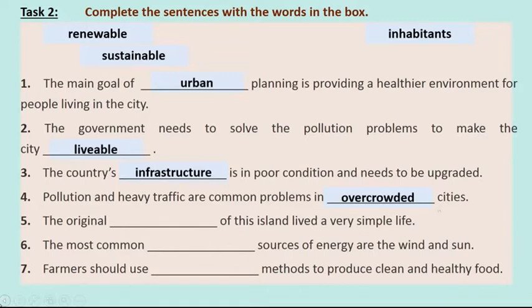So we write inhabitants in the fifth blank. 6. Wind and sun power are renewable sources of energy. So we write renewable in number 6. 7. The last adjective needs to be put in sentence number 7. It is sustainable.